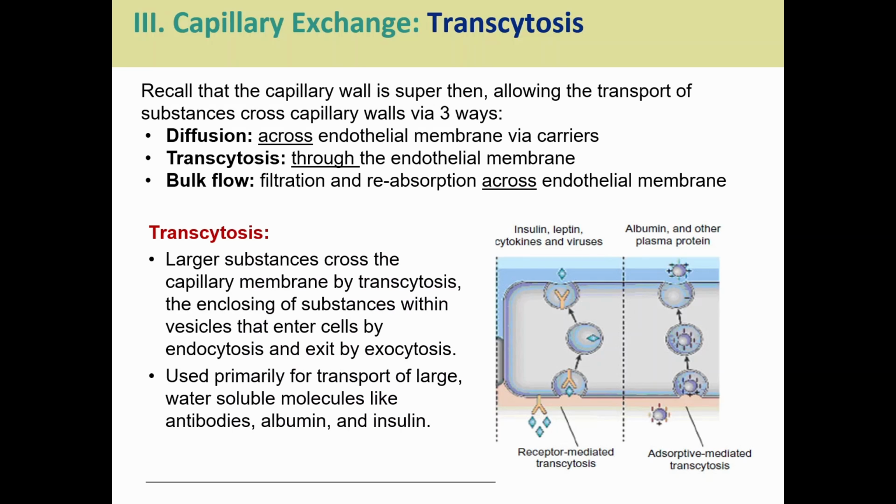Transcytosis is for larger substances, where we're using substances enclosed in a vesicle, and basically using endo and exocytosis to bring things into the cell, transport them across, and then have them exit out. Again, this is for things that are really big that typically cannot just diffuse through a membrane. So antibodies, albumin, insulin, usually things that are large and protein-based, things that are soluble in water.